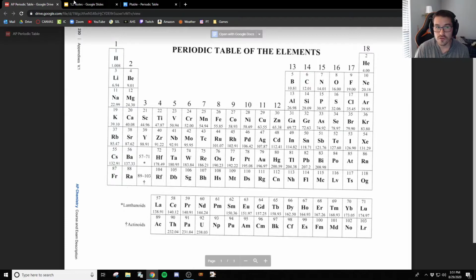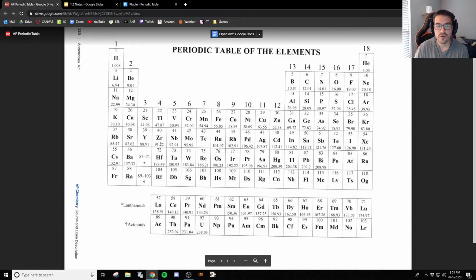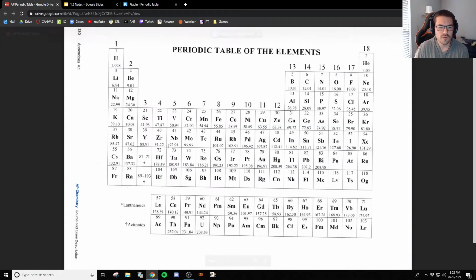And because you're interpreting the data from the graph, you may not get exactly what we have here on the periodic table, right? Hopefully you do get one that is closer to one than the other, in which case you can feel pretty good about your choice for identifying the element.